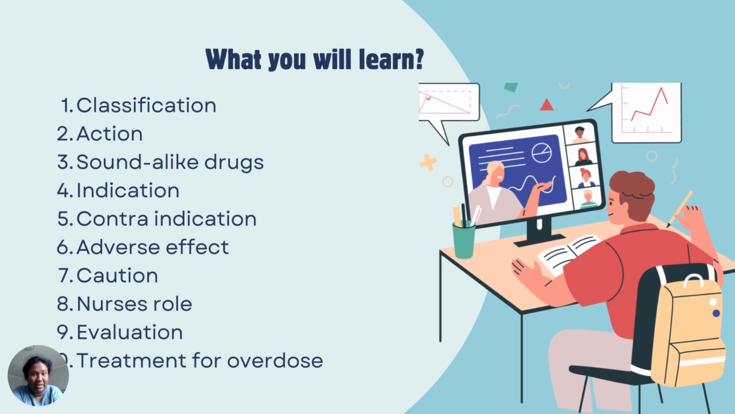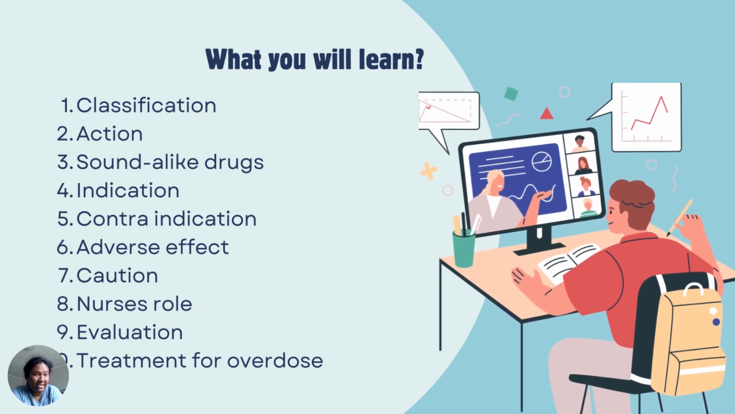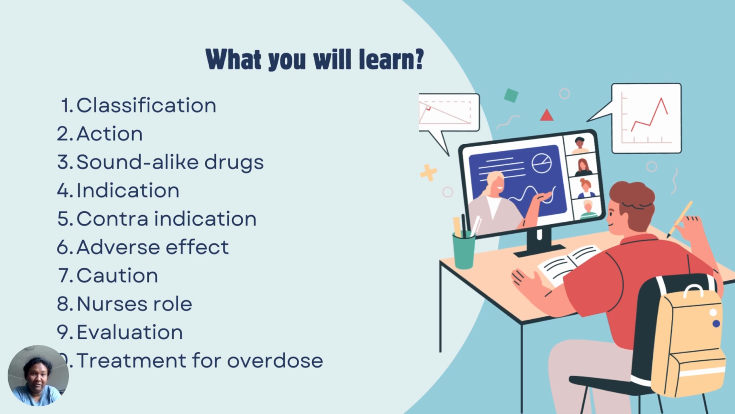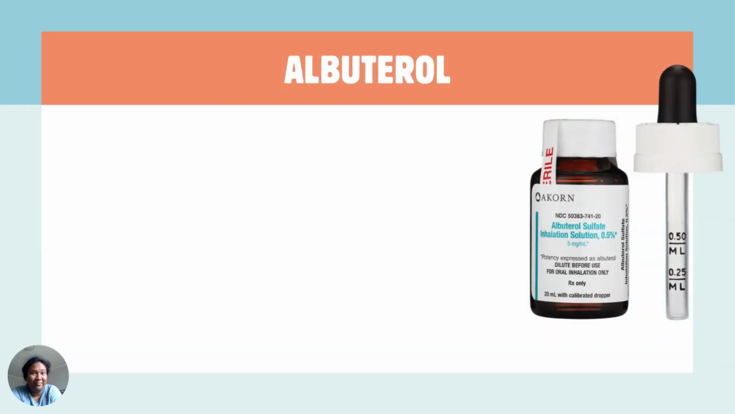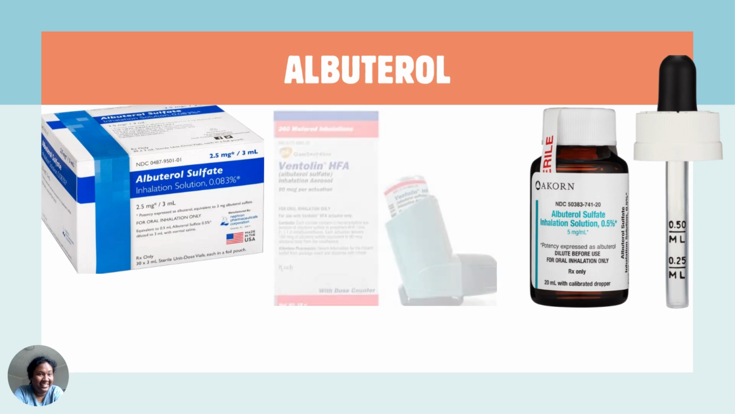We are going to deal with some of the aspects of the drug that includes classification, action, what are the sound-alike drugs we have, the indication, the side effect, and what are the cautions we should take when administering the drug. We also have some of the important elements, which is a nursing implementation, evaluation, and the treatment for overdose of the drug. So, without much ado, let's jump on to the drug section.